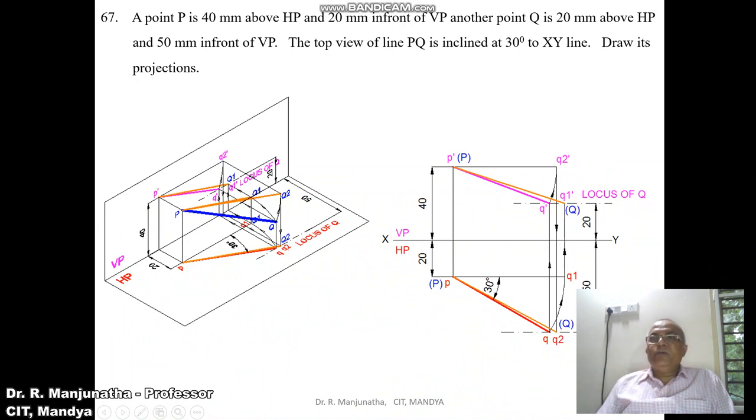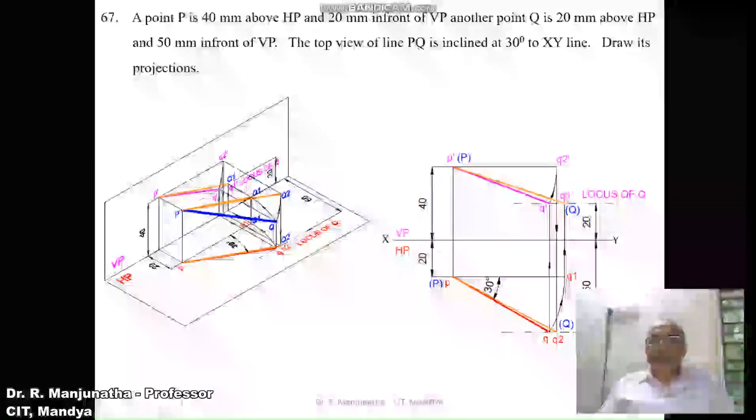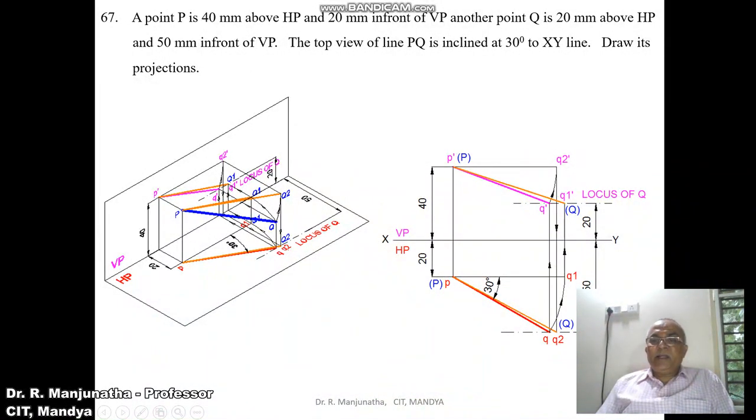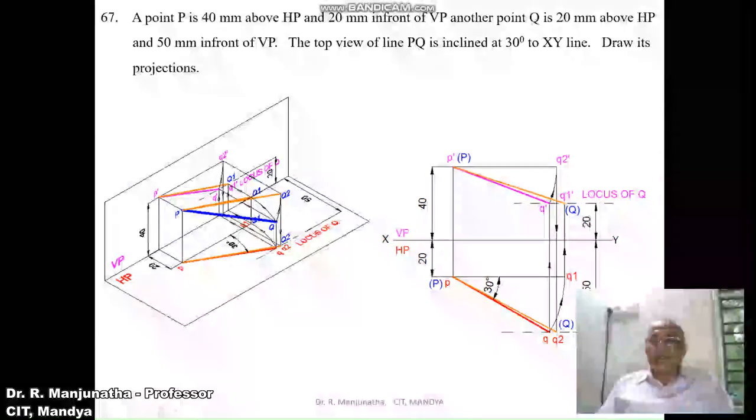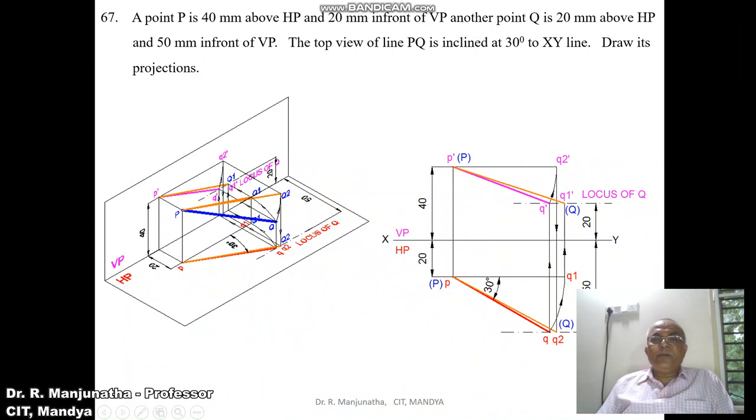So from the XY line, you measure 20 mm above the XY line and draw a horizontal dash-dot line, which is the locus of Q in the front view, and you mark this as the locus of Q in the front view. And then 50 mm below the XY line, you measure the distance and draw a horizontal dash-dot line, and you mark this as the locus of Q in the top view.